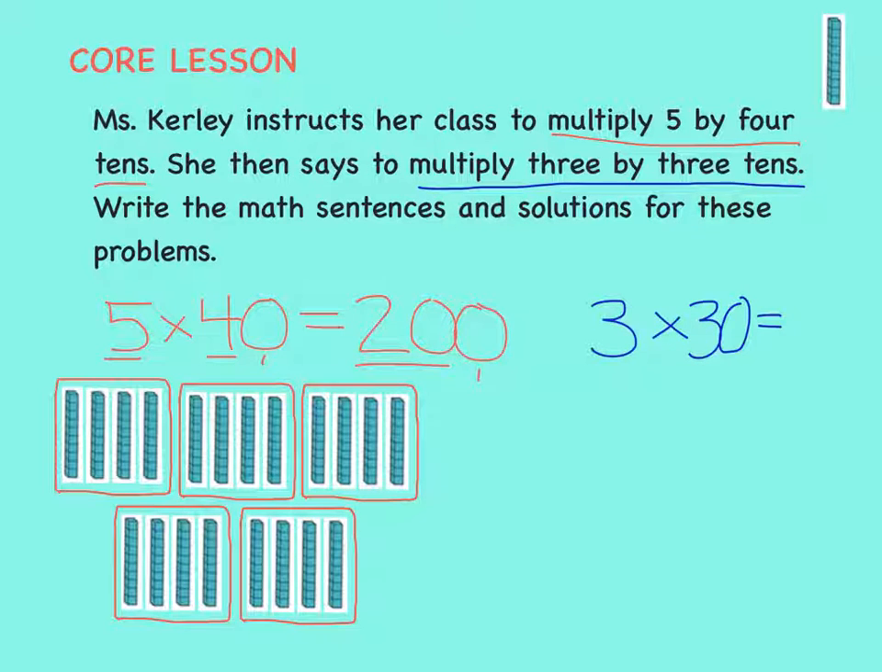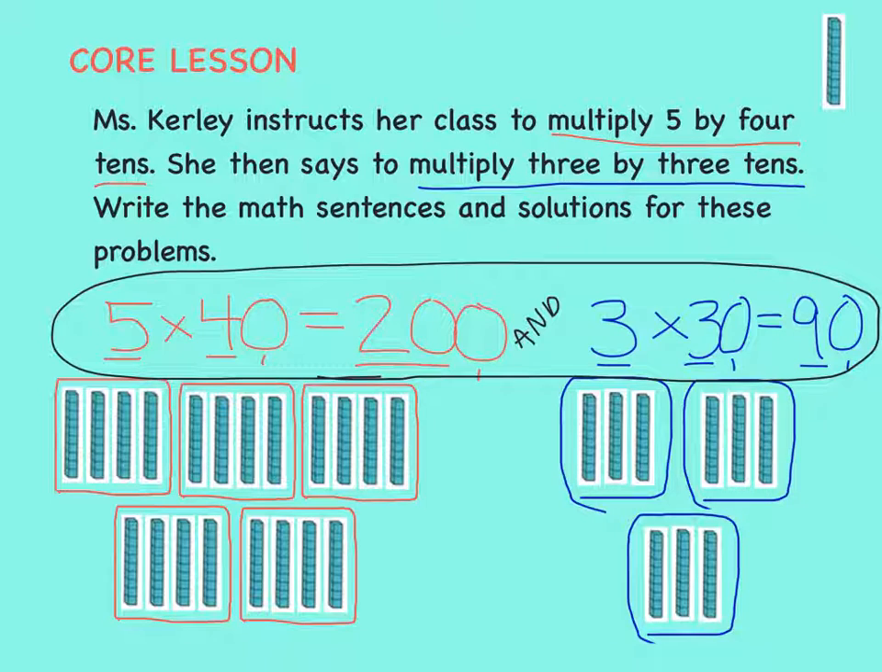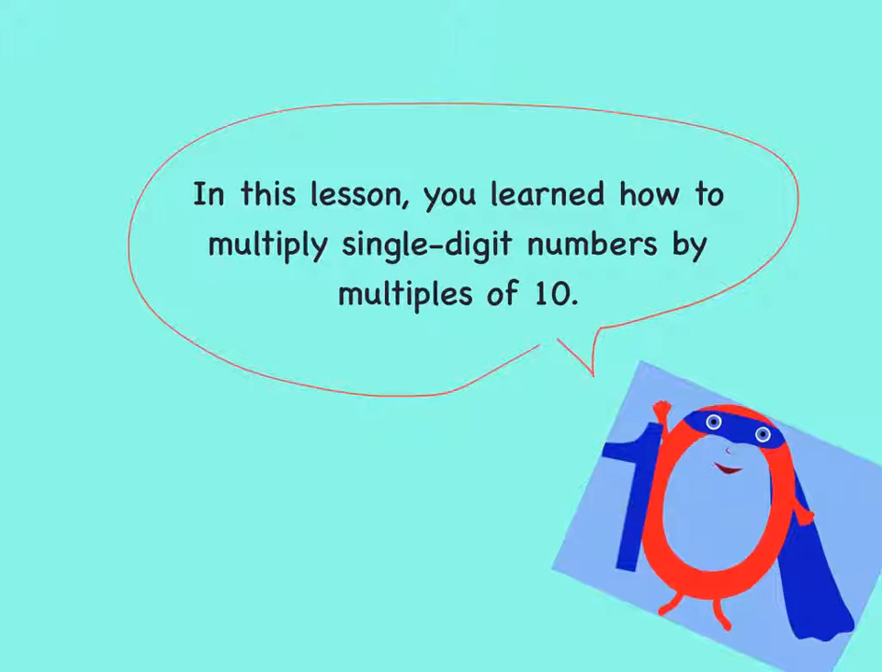We need to find three groups of 30. When we count those tens up, we see we have 9 tens, which is 90. 3 times 3 equals 9, and don't forget about that 0. The math sentences that Miss Curley asked her class to write are 5 times 40 equals 200, and 3 times 30 equals 90. In this lesson, you learned how to multiply single-digit numbers by multiples of 10.